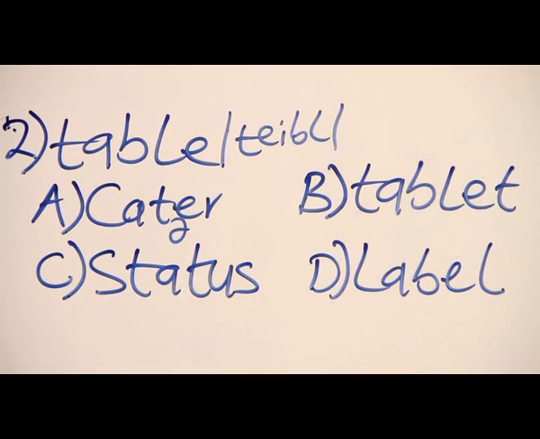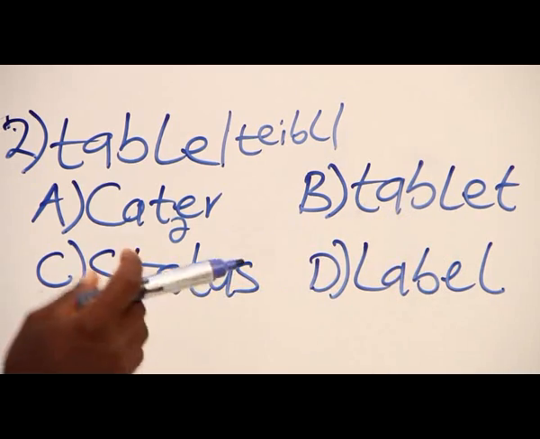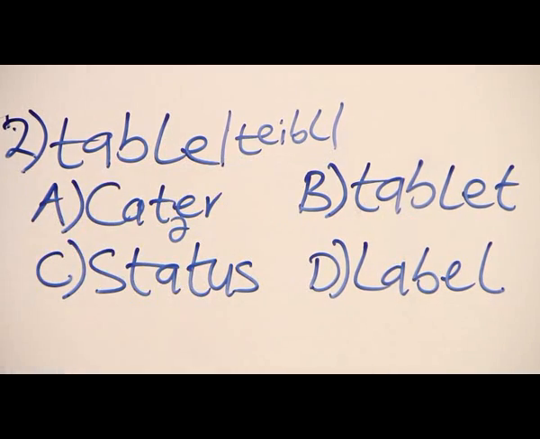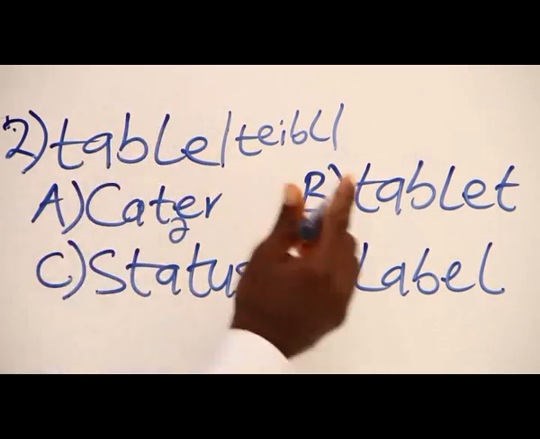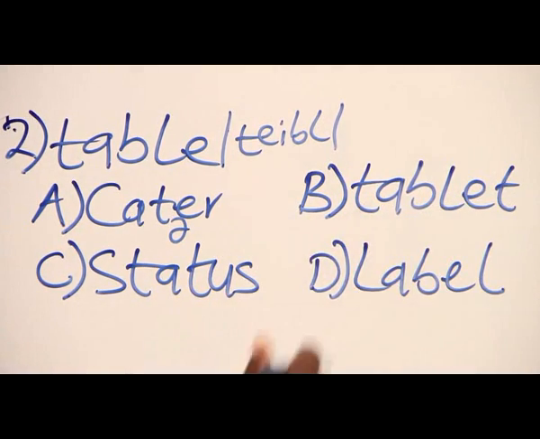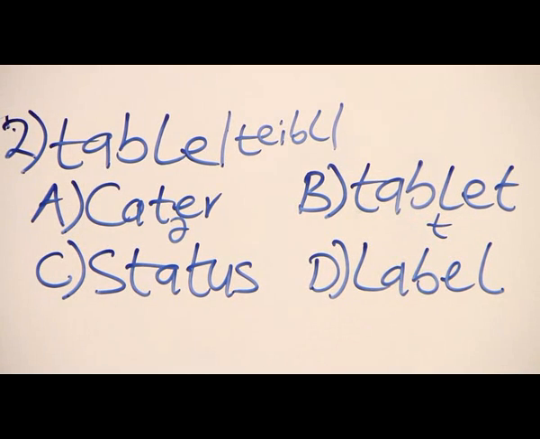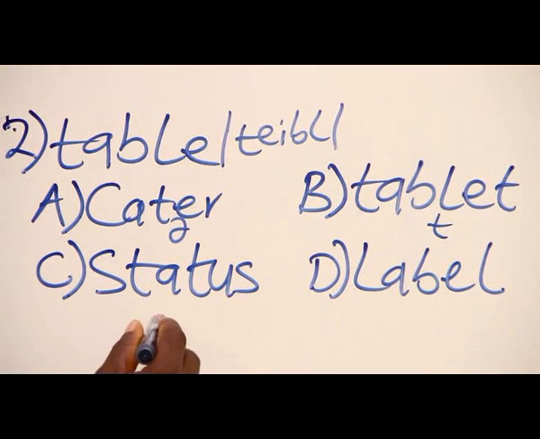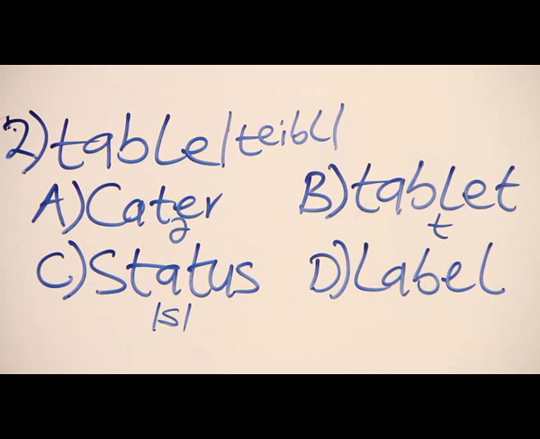What about option B? Although it looks in spelling like the given word, it is different because at the end you have a consonant, tablet. So that is out. Then we'll take C. What do we have there? Status, also ending in a consonant. So that is out too.